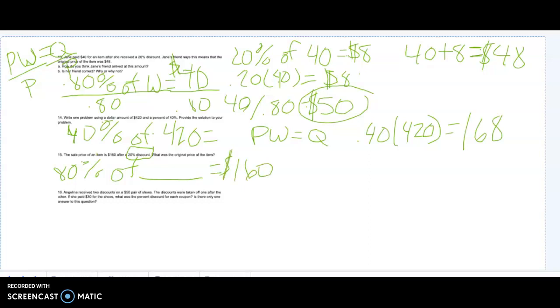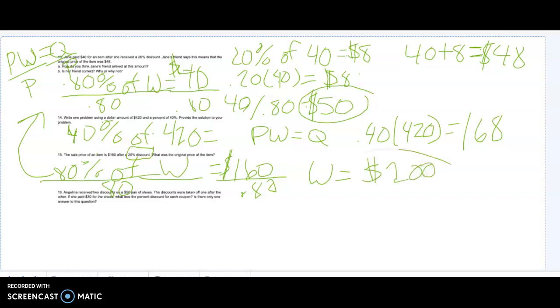So this one is just like this problem. We're going to divide by the percent. Divide by the percent. 160 divided by 0.80, the whole is equal to $200. So it originally costs $200. You get a 20% discount and it equals $160.